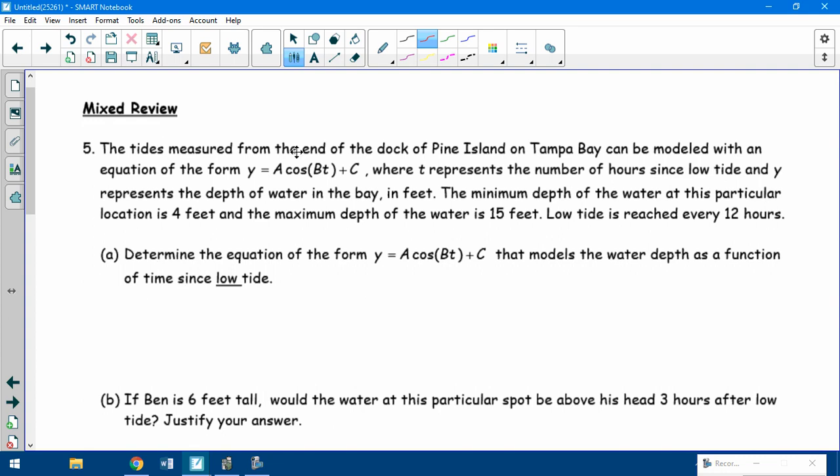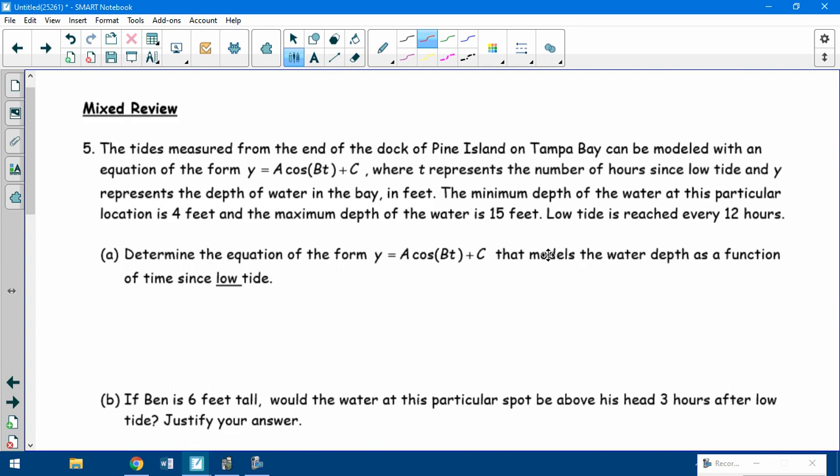Tides measured from the end of the dock at Pine Island on Tampa Bay can be modeled by this equation, where T represents the number of hours since low tide, Y represents the depth of the water in the bay. Minimum depth of the water is 4 feet, maximum depth is 15 feet. Low tide is reached every 12 hours. So you guys found A, B, and C really well, with one exception.